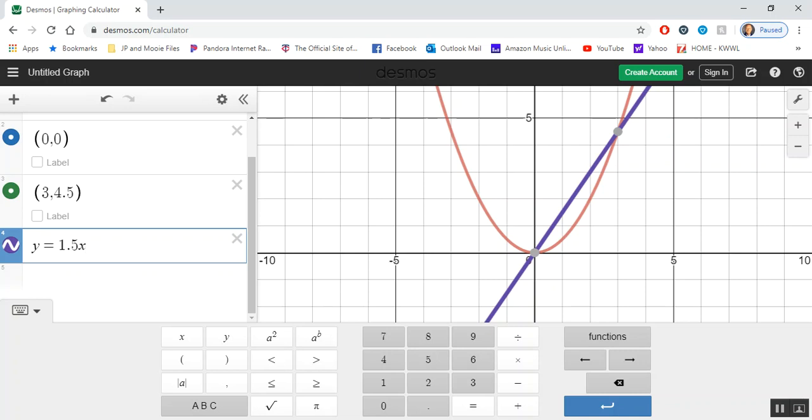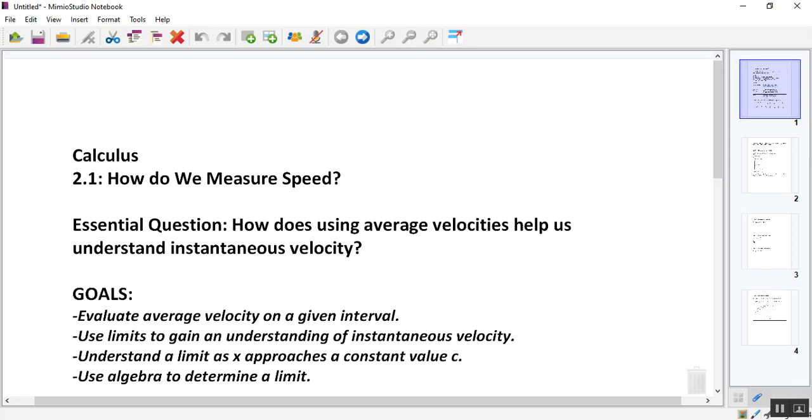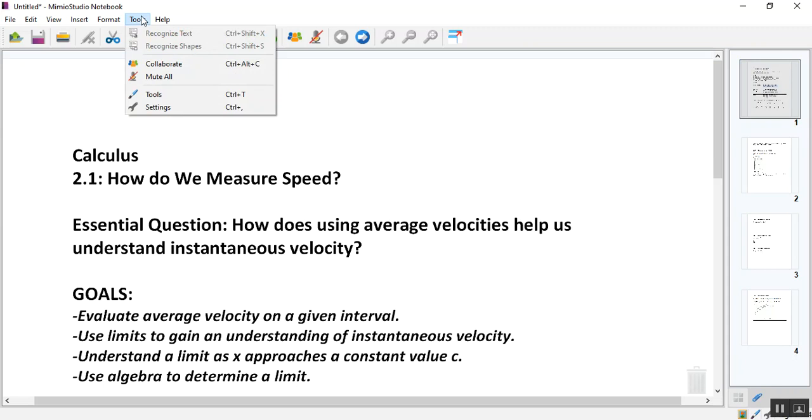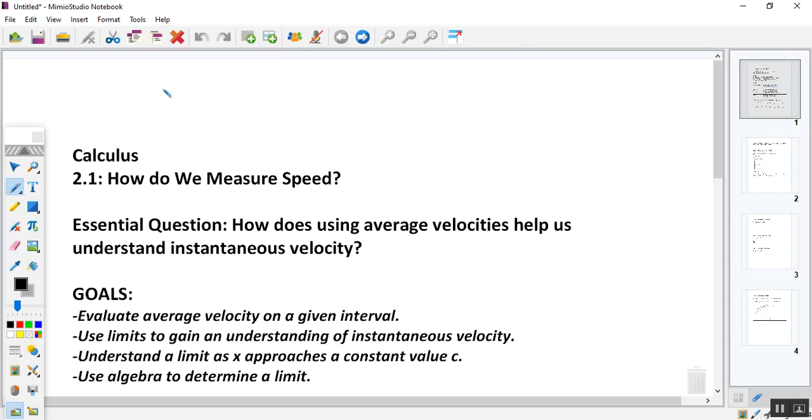And when we talk about what we're going to deal with today in terms of how do we measure speed, the first thing we want to know is how does using, I'm going to underline a phrase right here. I think you should do the same thing. How does using, what are the next two words? How does using average velocities help us understand what, kids? Instantaneous velocity.